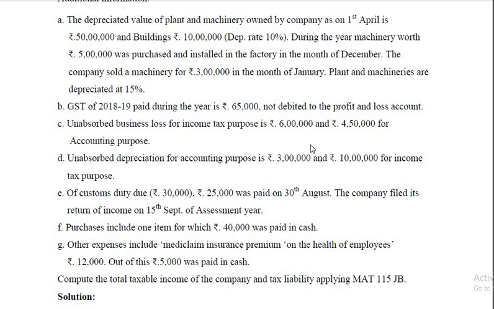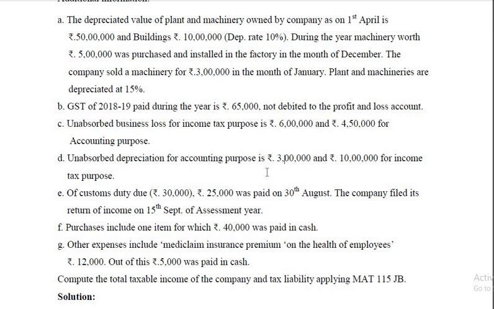Now let me take the values for accounting purpose. Unabsorbed business loss for accounting purpose 4 lakh 50,000. Unabsorbed depreciation for accounting purpose 3 lakh. So while computing book profit, from net profit you have to deduct the brought forward business loss of 4 lakh 50,000 or unabsorbed depreciation for accounting purpose 3 lakh, whichever is less. So here you can make out 4 lakh 50,000 or 3 lakh. Out of that 3 lakh is the lesser one. So that is deducted from net profit in order to calculate book profit.